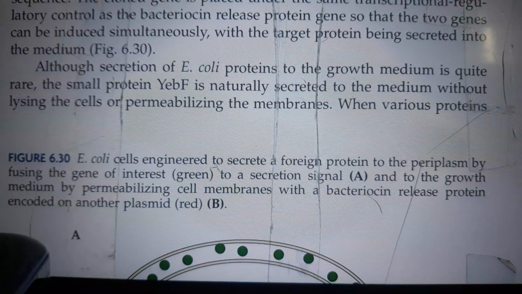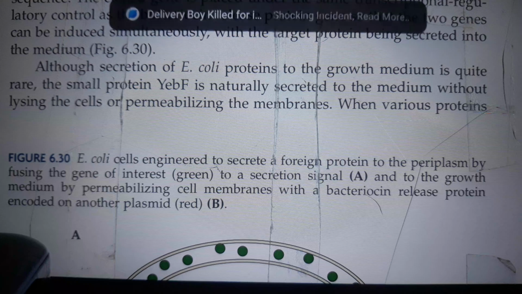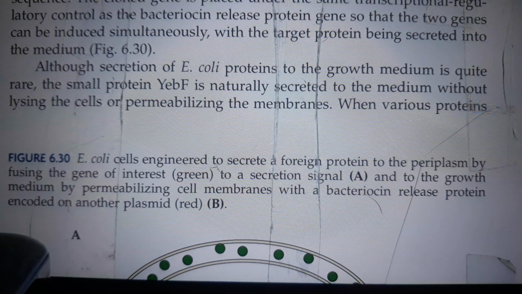Although secretion of E. coli proteins into the growth medium is quite rare, the small protein YEBF is naturally secreted into the medium without lysing the cells or permeabilizing the membranes.